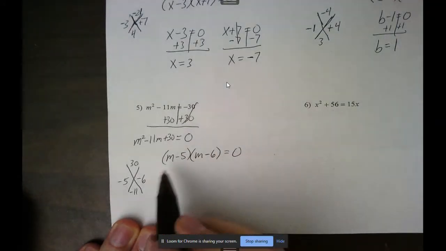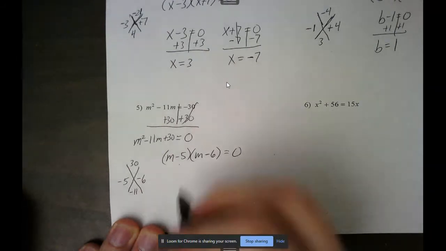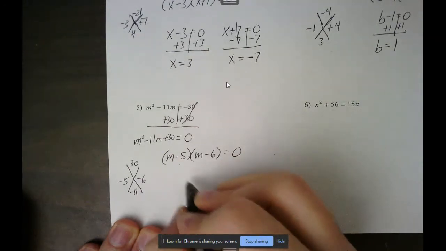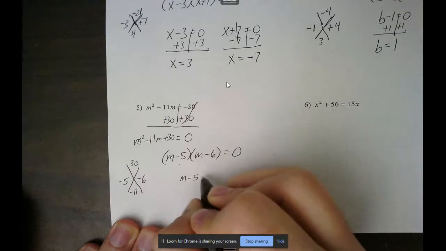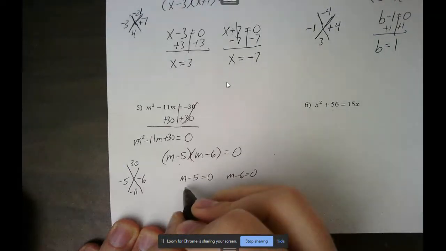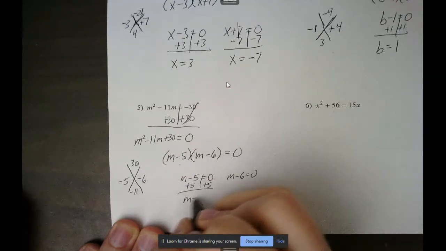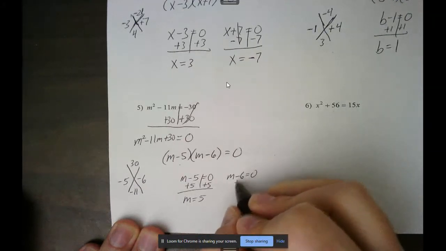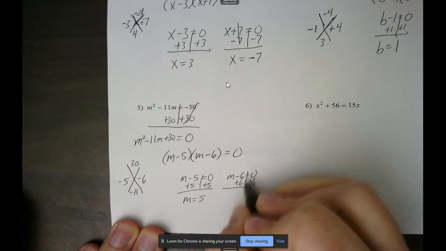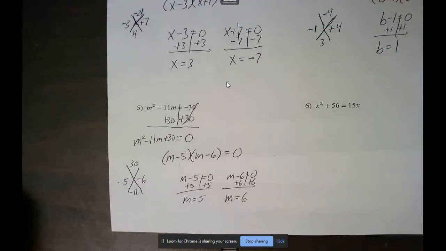And then from there, what do I do with each of those factors to solve it? Set each one equal to 0. Okay. So m minus 5 equals 0. m minus 6 equals 0. And then for this first one, we would add 5 to both sides. And for this one, we would add 6. So our 2 solutions are 5 and 6.